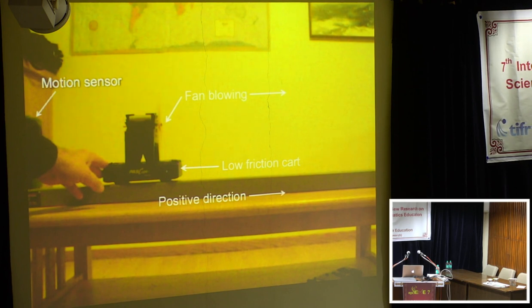And so it's going to be doing the measurements. And what I'm going to do with the cart is I'm going to give it a little push. It's going to go, but it's being pushed back the other way, so it'll go to the right, and then it'll go back to the left. So let me show you what that looks like.